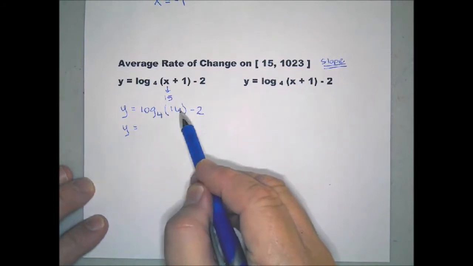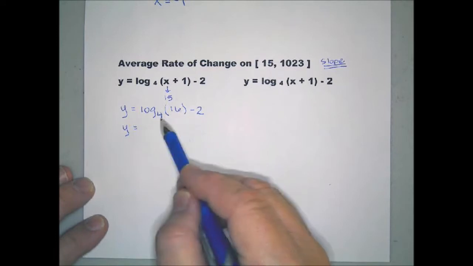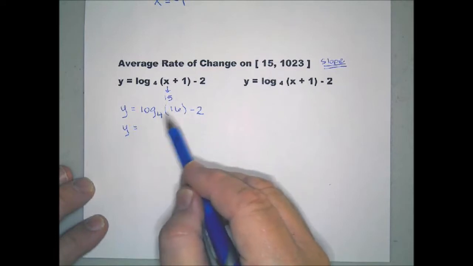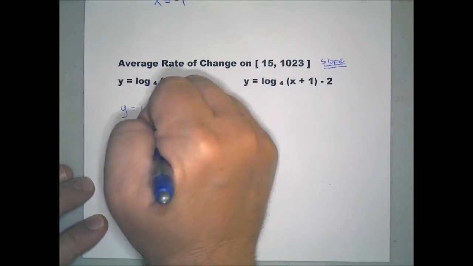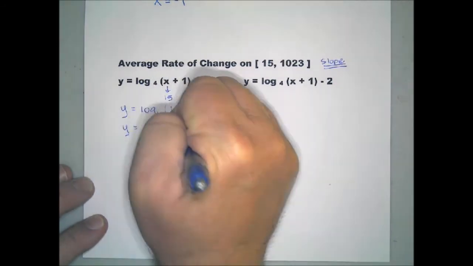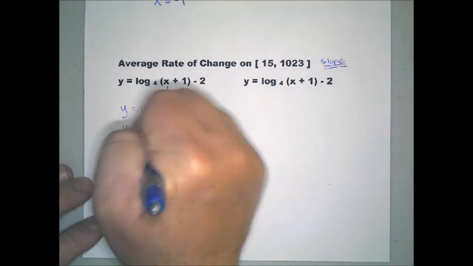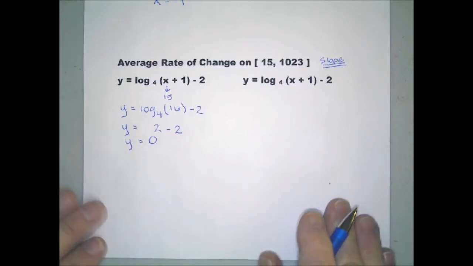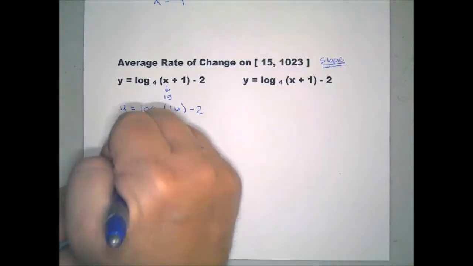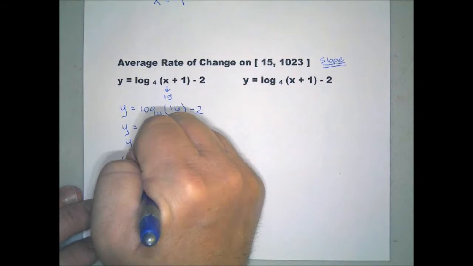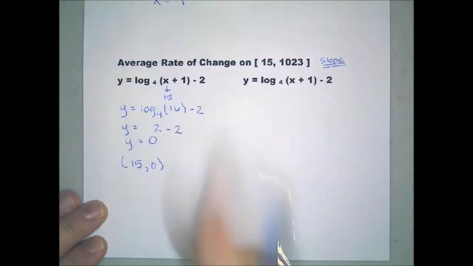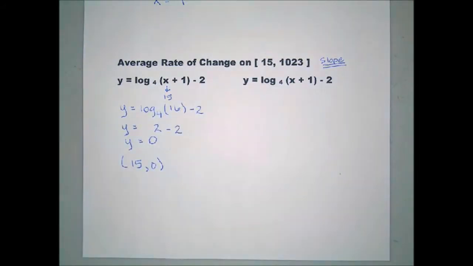So y equals the log base 4 of 16. What power turns the number 4 into the number 16? It's 2, because 4 squared is 16. So 2 minus 2 is 0. y equals 0. So that sets up one of the points as (15, 0).